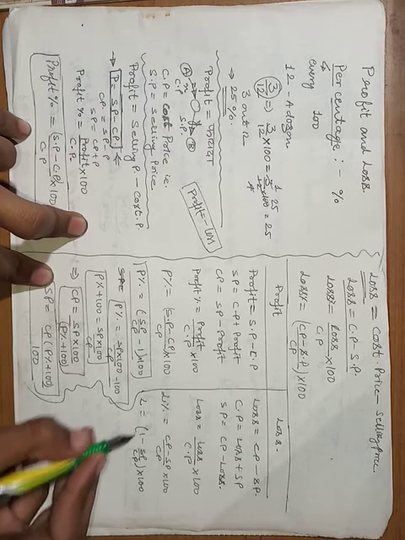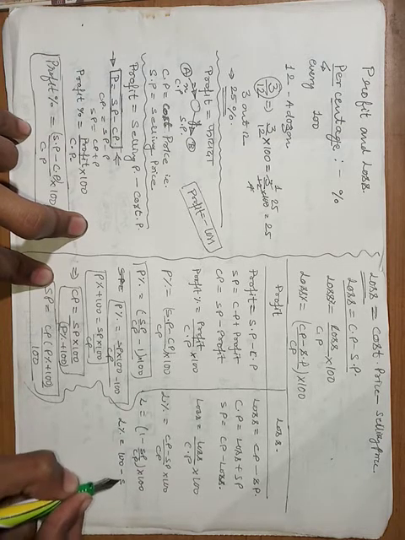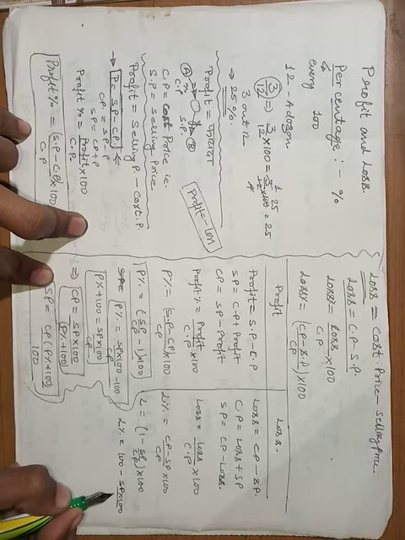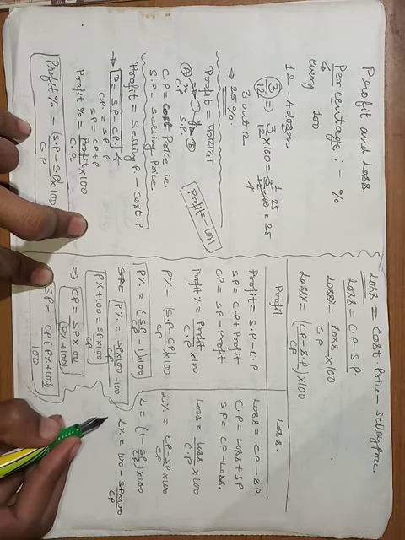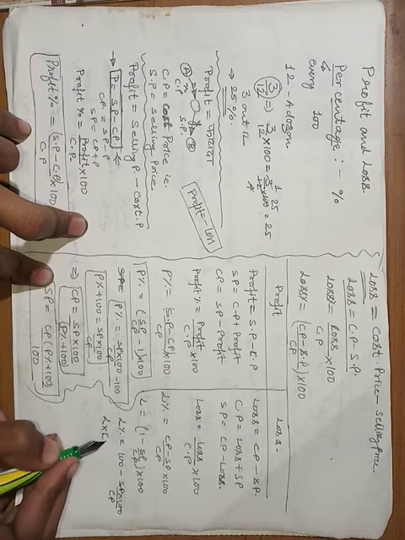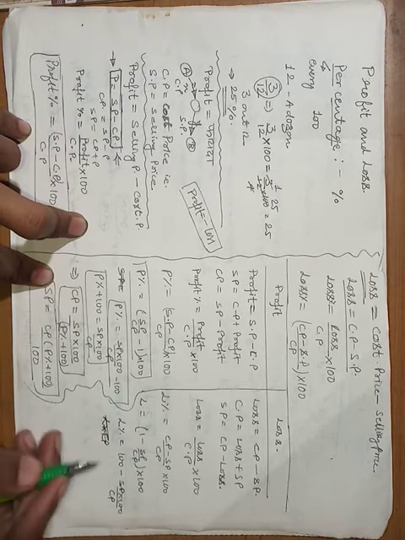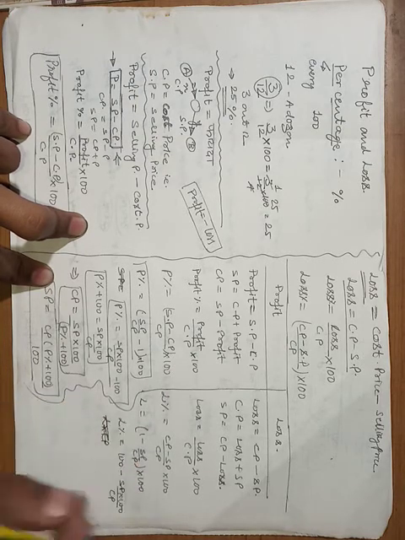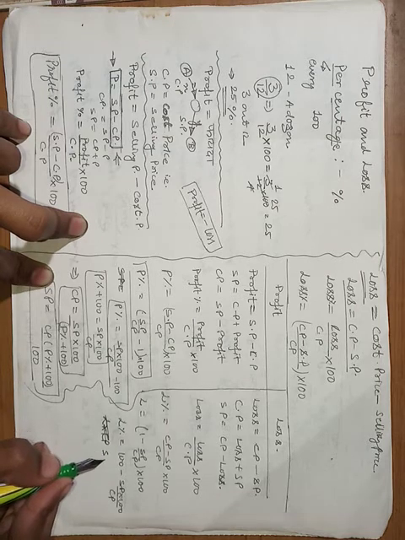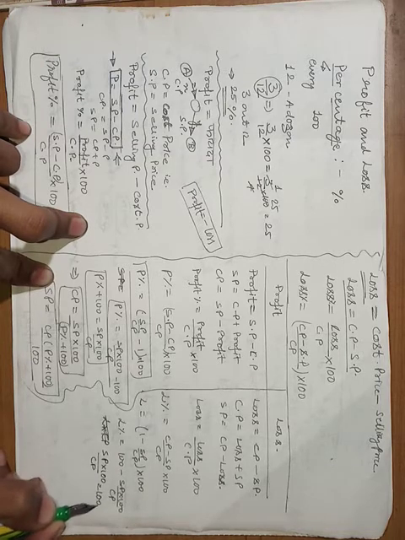So what if you have this? According to this, loss percentage is equal to 100 minus SP into 100 divided by CP. Now CP will get multiplied here, so it will be L into CP. I'm sorry. According to it, this will come here and this will go there. So SP into 100 upon CP is equal to 100 minus loss percentage.